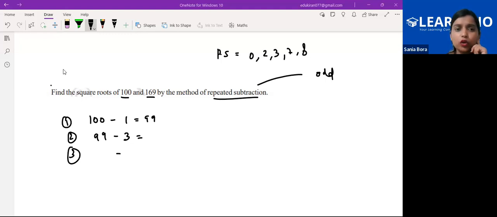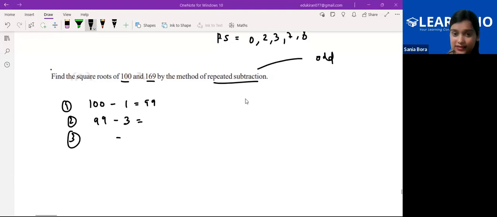No, you will not get that. They'll frame the question like this only. You'll get 0. Ma'am, 100 is one question and 169 is another question, right? Yes. Just write 1, 2, 3 like this. This is very important.